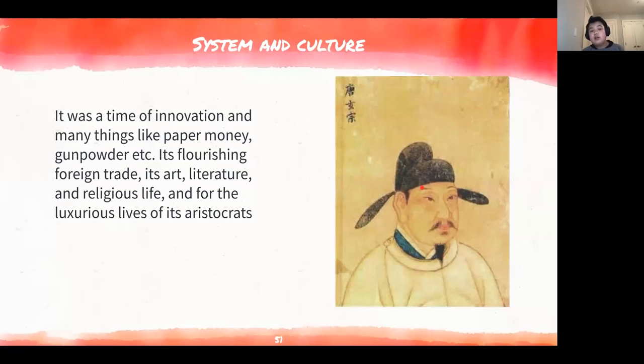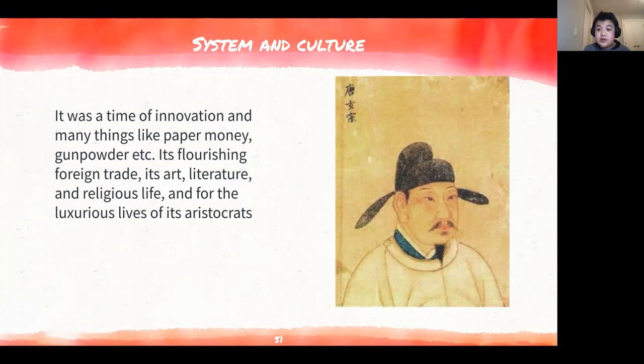Okay, so the system and the culture. Because nobody really fought the Tang Dynasty, they were able to use the money for innovations for people who are smart. They were able to make paper money, gunpowder, silk, and more. And using the silk and the gunpowder and the tea leaves, they were able to trade it away for more money towards, say, the Islamic Golden Age, or even to Europe. Through foreign trade, art, religious life, and being able to live rich was why the Tang Dynasty was so famous.